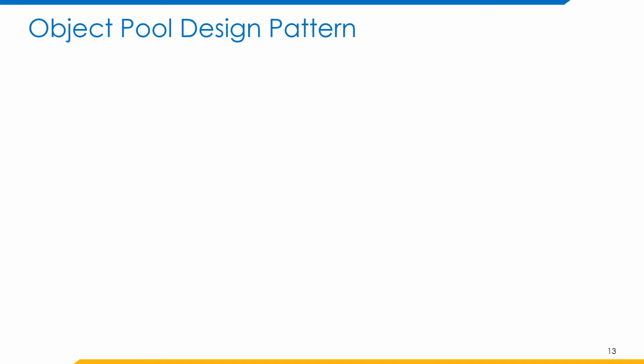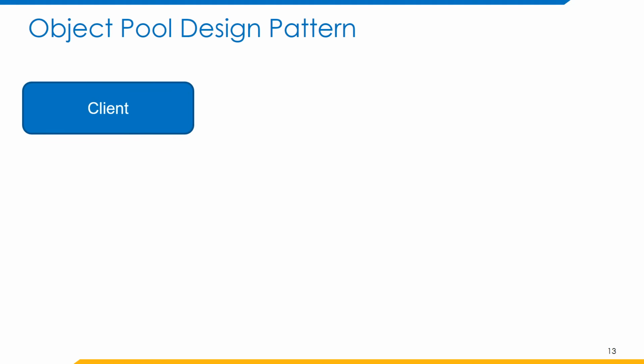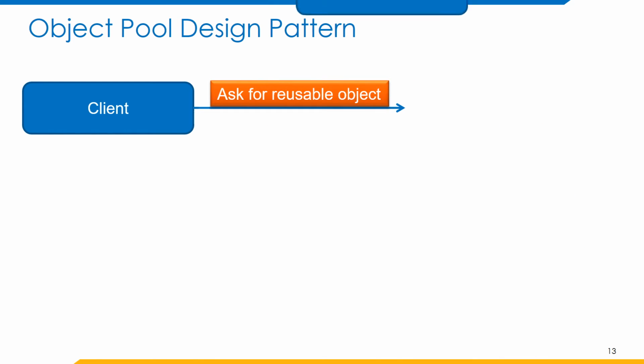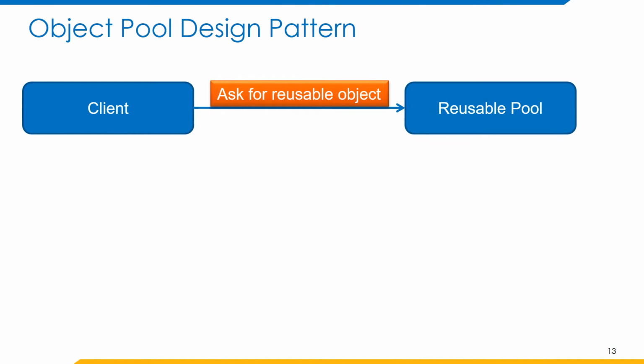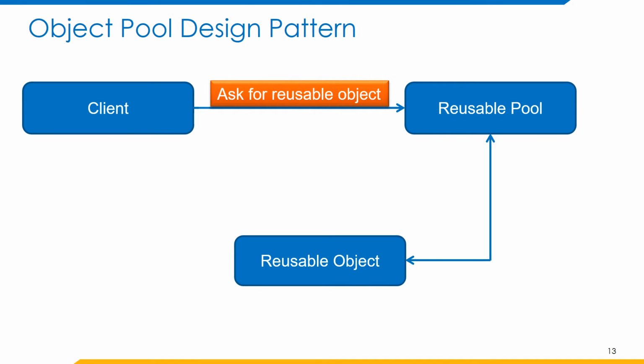For example, a client needs an object, it will request the reusable pool for a reusable object, use it, and return it back to the pool.